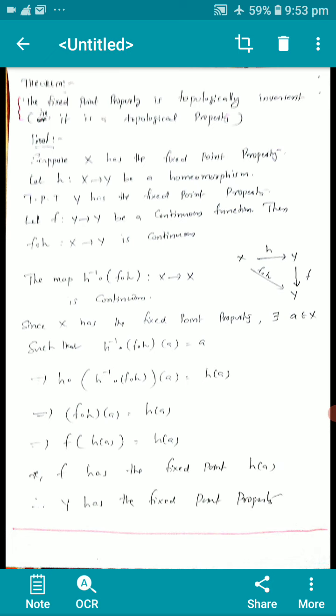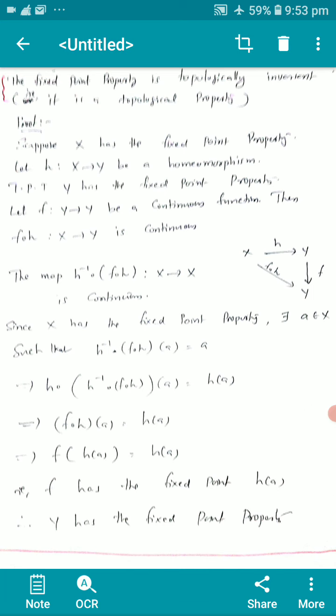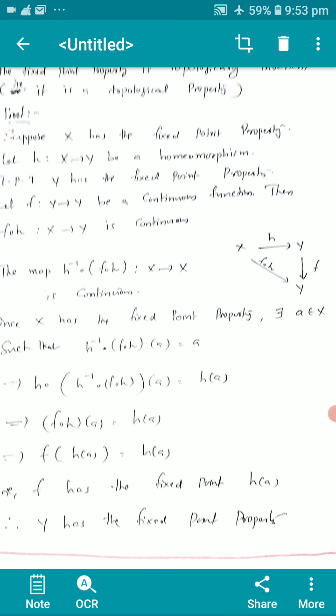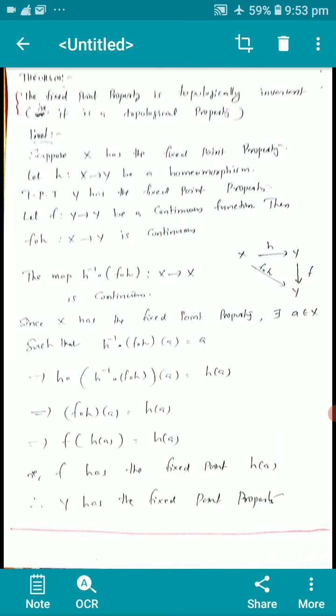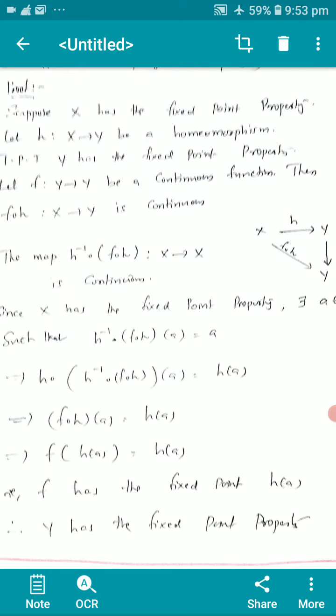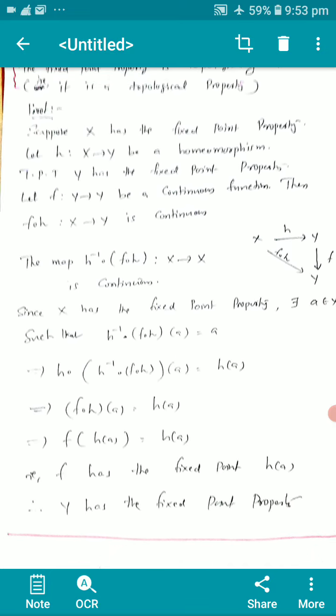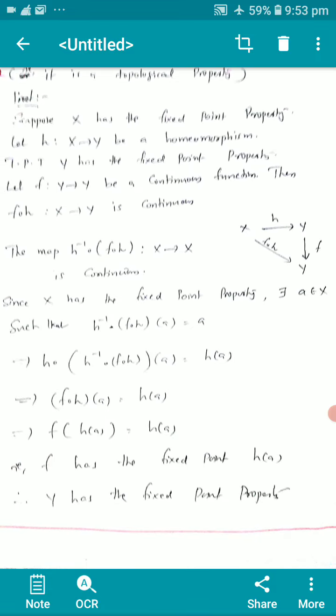So let h from X to Y be a homeomorphism, to prove that Y has the fixed point property. X has the fixed point property means Y should have the fixed point property under the homeomorphism. That is the argument, so that is what we have to prove. Let f from Y to Y be a continuous function, and that is marked here.